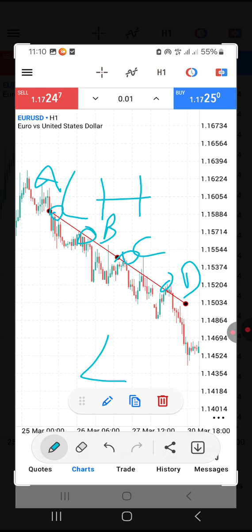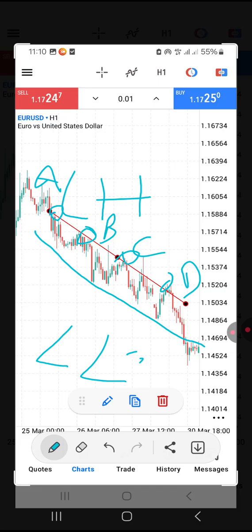Then remember we said this is a low or support. This down one that we called a low, you can see it's getting lower. So that's why we call it a lower low. So for you to have a downtrend, it means there are lower highs and lower lows.